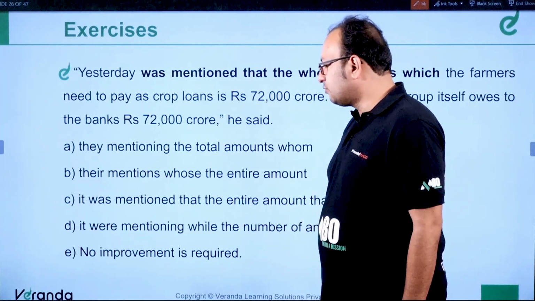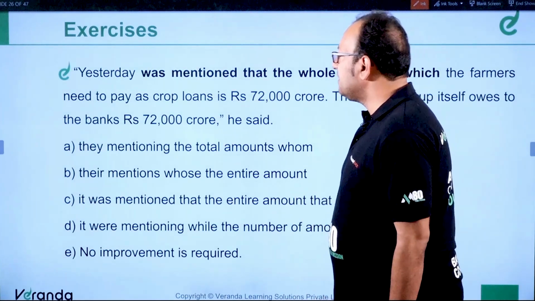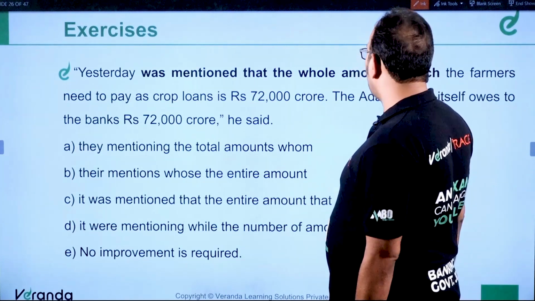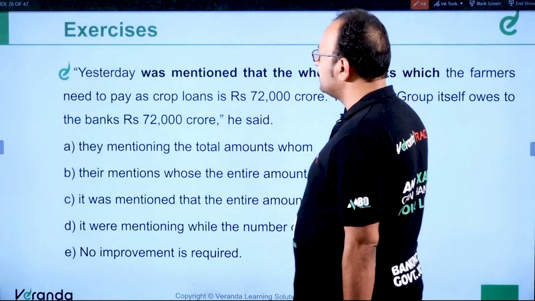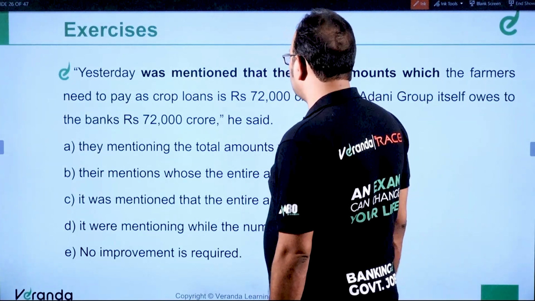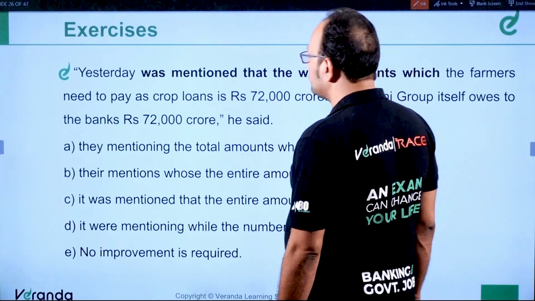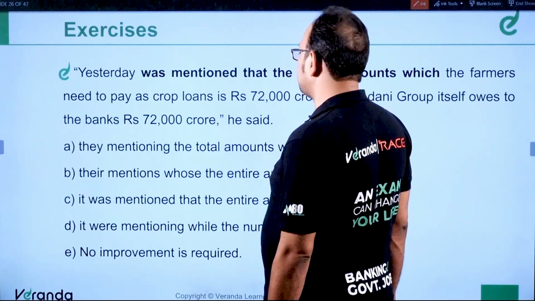Okay, now it's a sentence improvement kind of question. Yesterday it was mentioned that the whole amount which the farmers need to pay as crop loans is rupees 72,000 crore. The Adani group itself owes to the banks rupees 72,000 crore, he said.